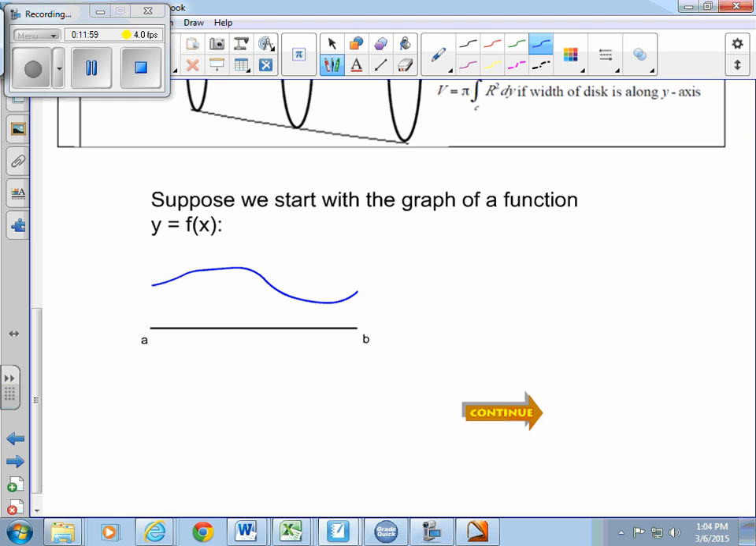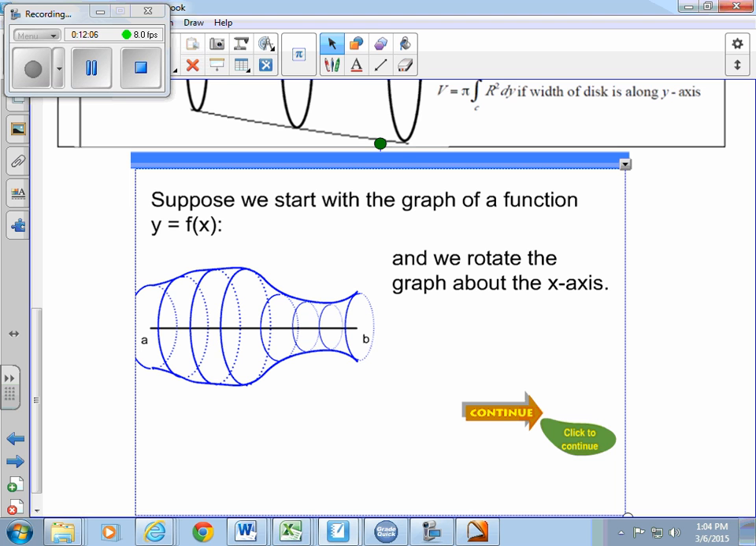Okay, you don't have to write any of this down, but here is another visual.